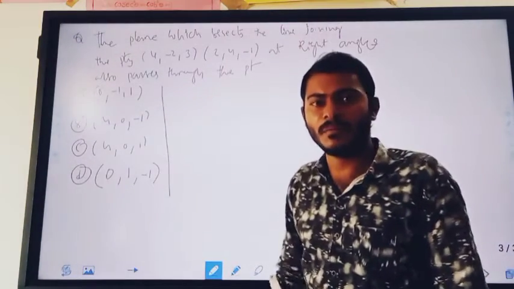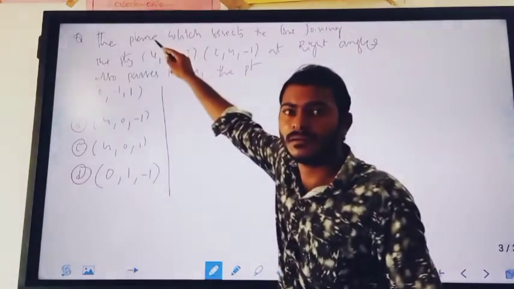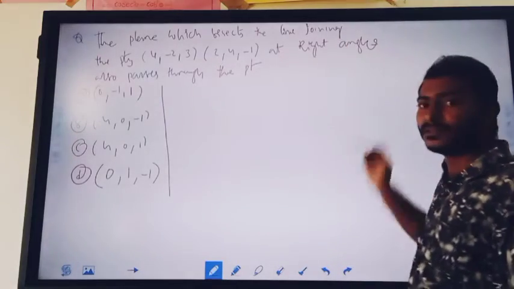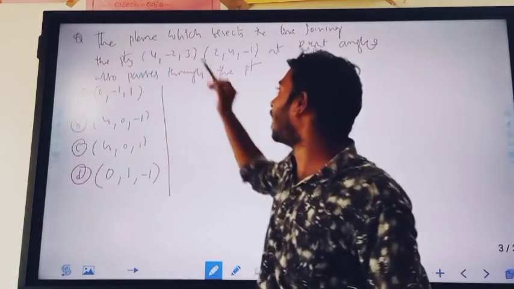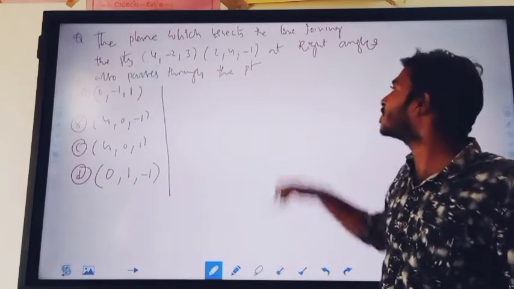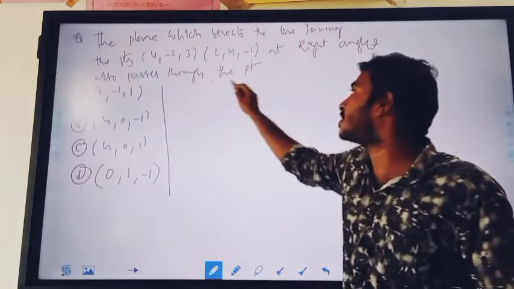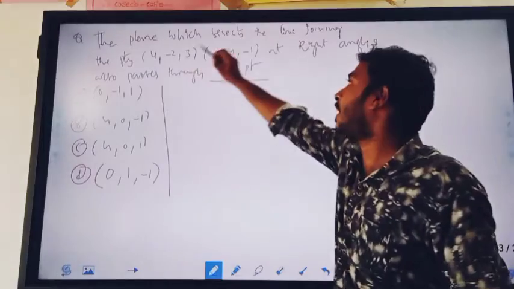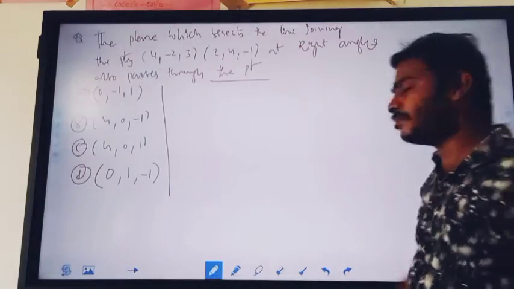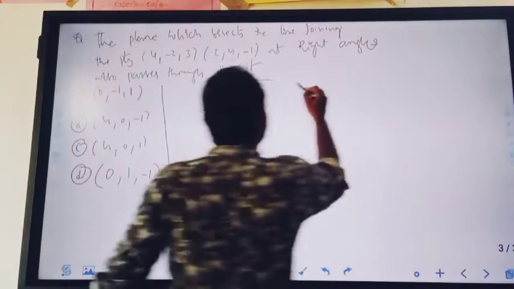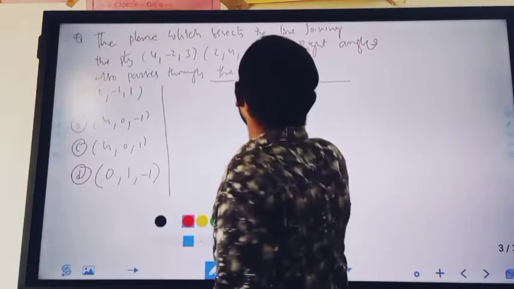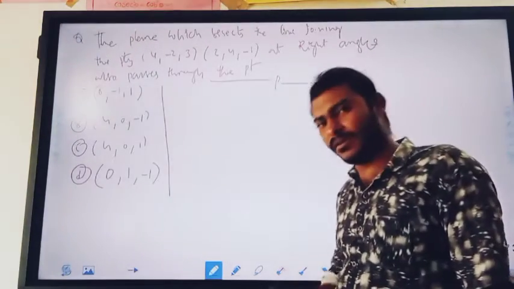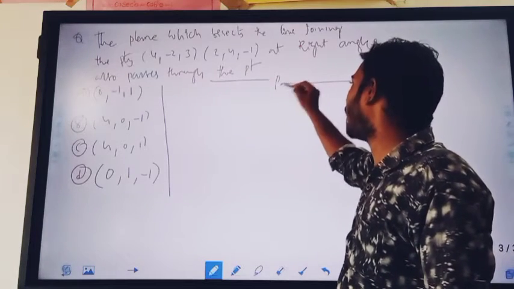Guys, another problem we have on the board. The plane which bisects the line joining the points 4, -2, 3 and 2, 4, -1 at right angles also passes through the point. A very easy question, this one. The plane which bisects the line joining, simply we have to take one plane. We have P and we have Q. Whatever it may be, we have to take 2 points of a plane.